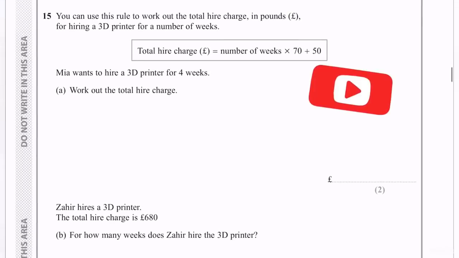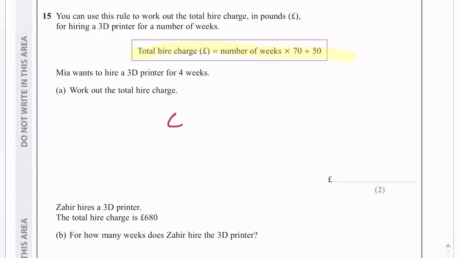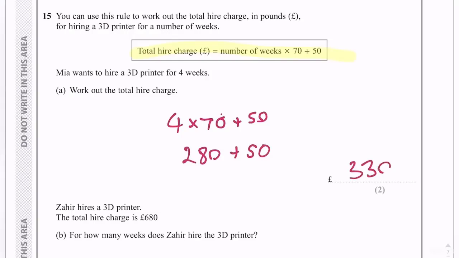Right, you can use this rule to work out the charge of hiring this 3D printer. And it says here, in this formula, the total charge is the number of weeks times 70 and then add 50 at the end. So you're just going to hire it for 4 weeks to work out the total cost. So number of weeks is 4, times it by 70, and then add 50 at the end. So 4 times 70 is 280, add the 50, and that gets us a total cost there of £330.